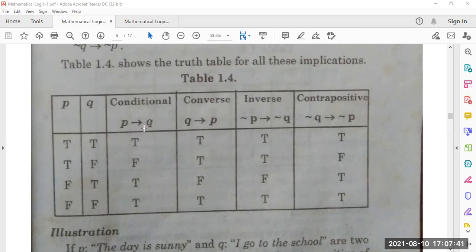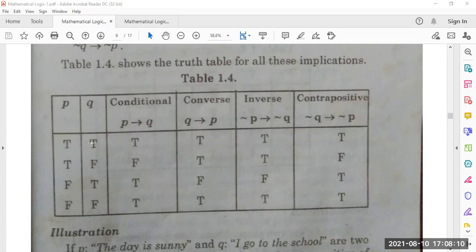Now negation of this, minus P implies minus Q, right? Look at here, minus P, that is false, minus Q, that is also false. False, false means true. It is false, it is true. That is false, true, true. It is true, it is false. Then it is false. This is true, this is true. True, true means true.